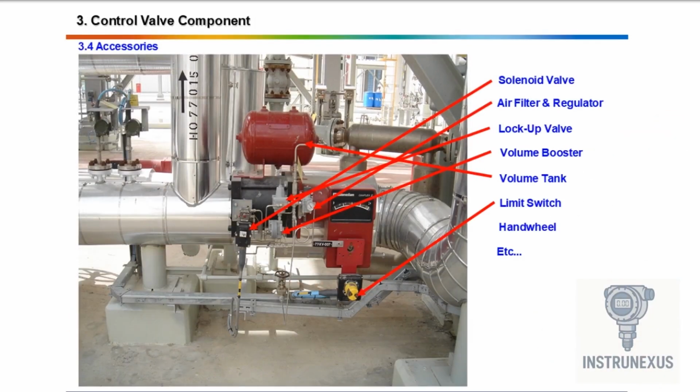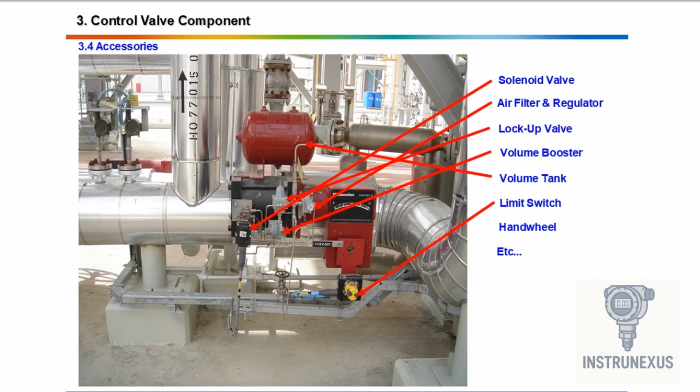Now, when we deal with large actuators that require fast response, we use a volume booster. Think of it as a pneumatic amplifier. It quickly fills or vents air to help the actuator respond rapidly to changes from the positioner. Supporting that is the volume tank. It stores pressurized air to meet sudden demands during quick valve movements. This is particularly useful in emergency operations or fast-acting control loops.